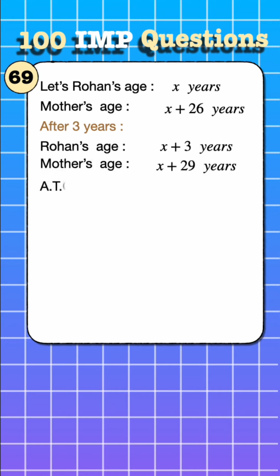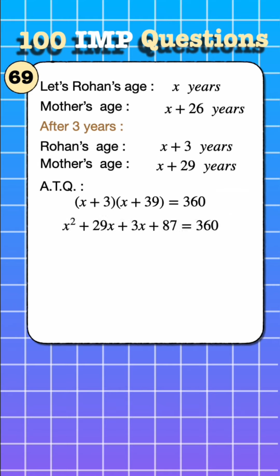Now according to the question, the product of their ages after 3 years is 360. So Rohan's age is x plus 3, mother's age is x plus 29. So if you multiply them, that is equal to 360. So let's open the bracket. That will give you x square plus 29x plus 3x plus 87 equal to 360 and x square plus 32x minus 273 equal to 0. So that's a quadratic equation.